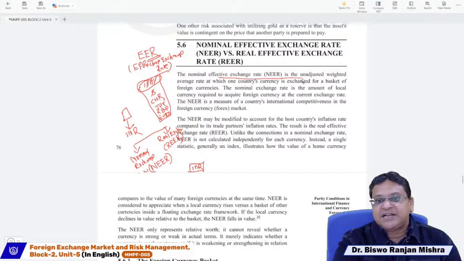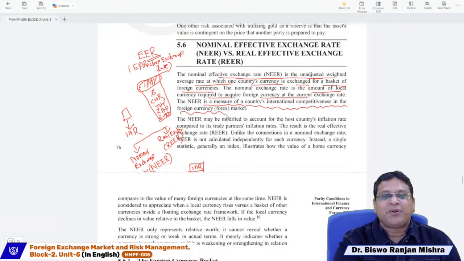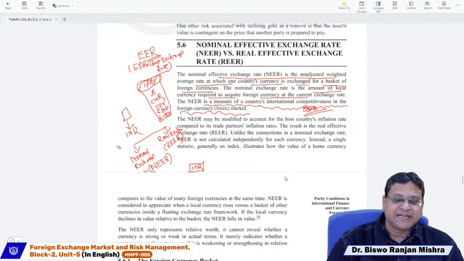so nominal effective exchange rate or NER is an unadjusted weighted average rate at which one country's currency is exchanged for a basket of foreign currency. NER is the amount of local currency required to acquire foreign currency basket. NER is a measure of country's international competitiveness in the foreign currency market. So you have to study the competitiveness of a currency with the help of effective exchange rate. Okay.